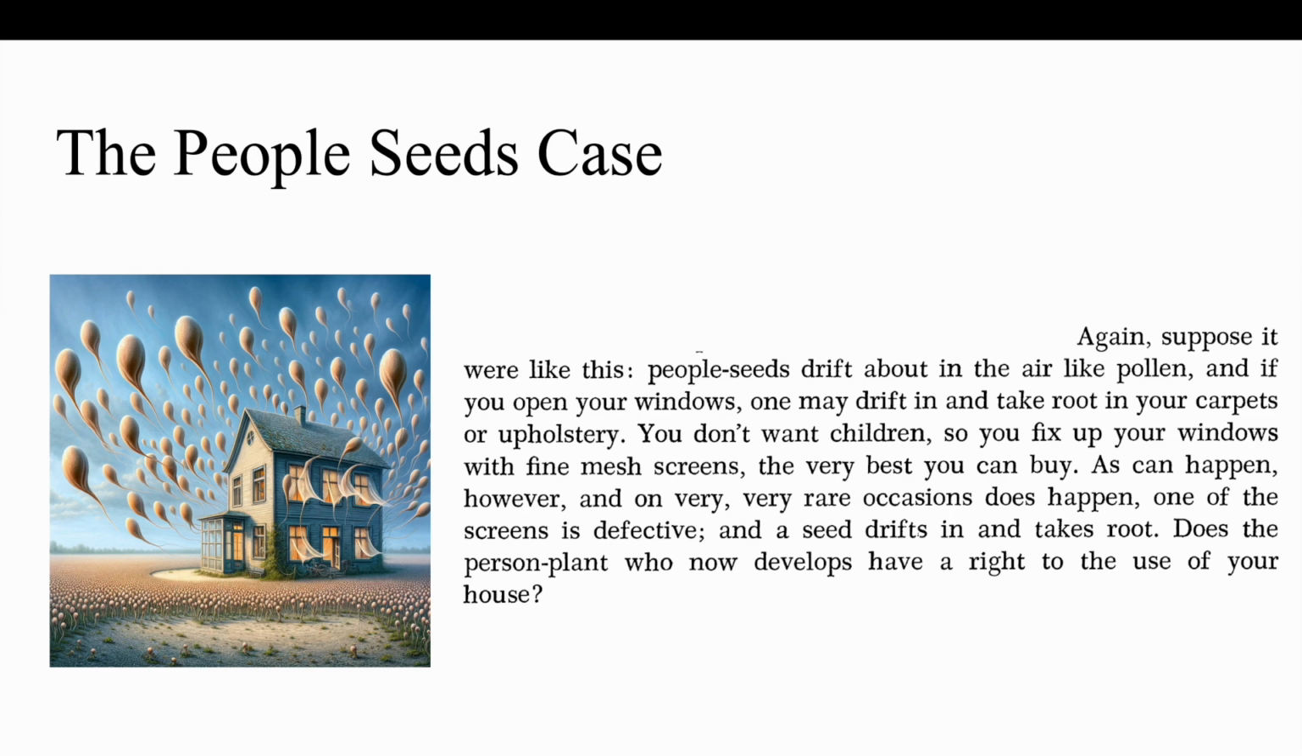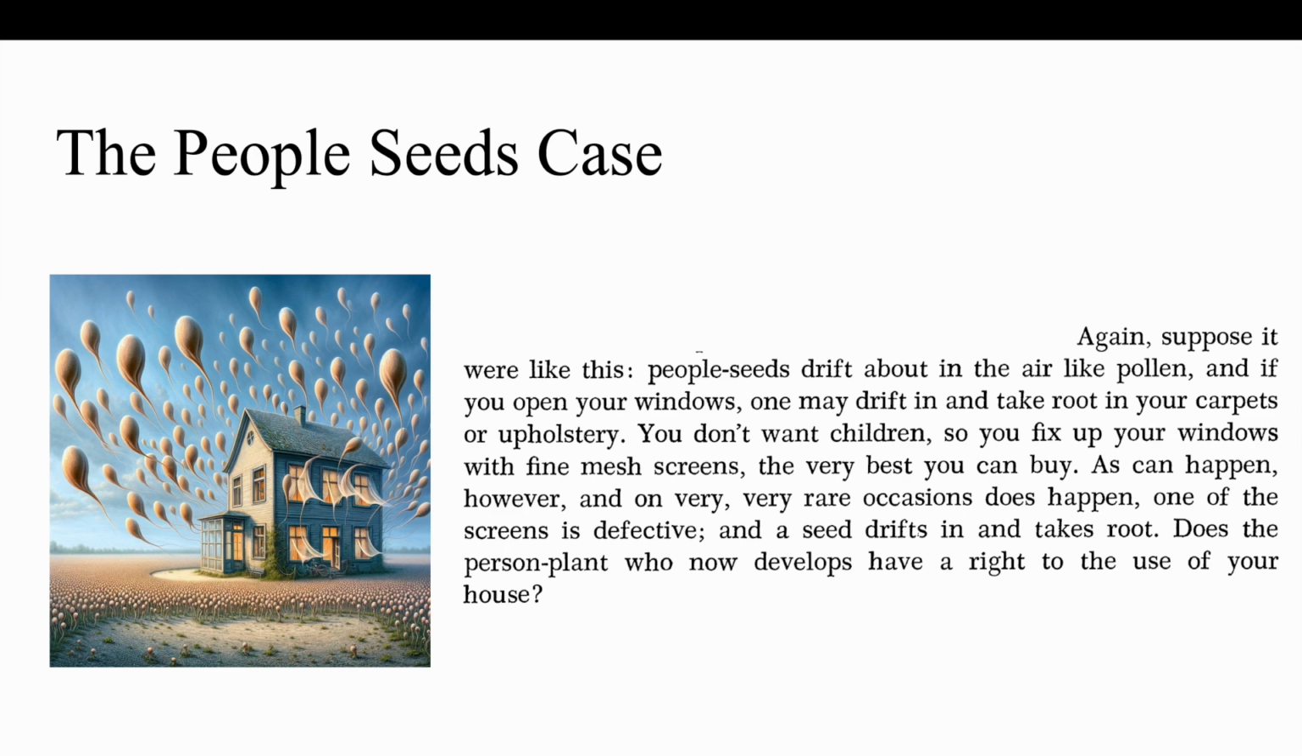Does the person plant who now develops have a right to use your house? So you can see what the analogy is supposed to be here. We've now moved from the violinist into a different thought experiment that contains more exact analogies for consensual sex that is using contraception that then fails despite the couple's best efforts.